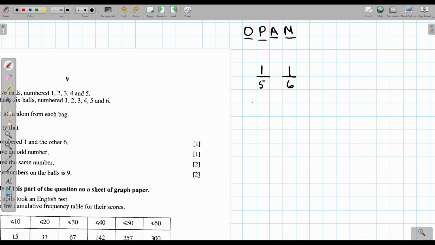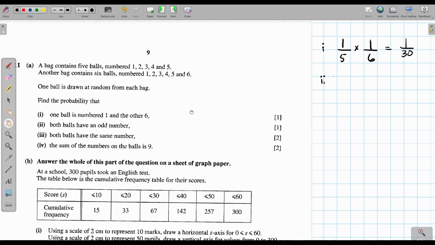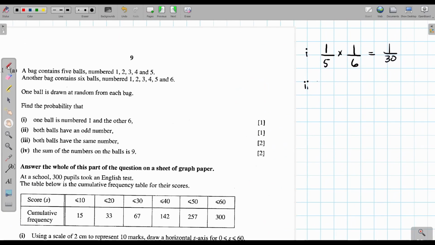So for this, we want to draw 1 out of 5 and 1 out of 6, and that gives us 1 over 30 for drawing both of those. So that is part 1. All right, part 2, we have both balls have an odd number. So for the first one, the odd chances are 3 over 5, and 3 over 6, which gives us 9 over 30, which gives us 3 over 10.